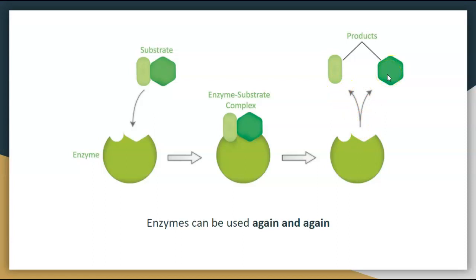You can also do this the opposite way, where these 2 products could come in and the enzyme could work on them and put them together, and then the product that would come out would be one solid product instead of 2 separate ones. Enzymes can build things or break them down, but the key thing here is that enzymes can be used again and again and again.